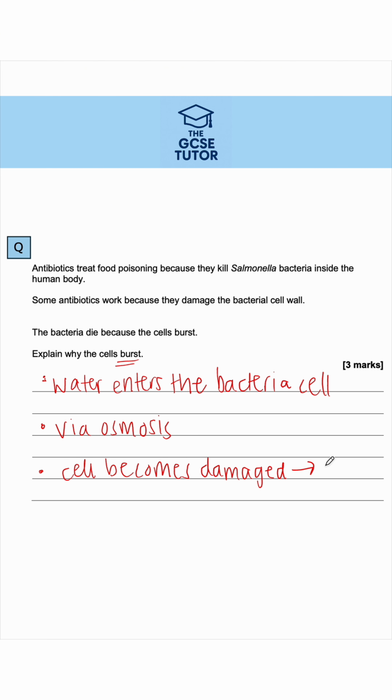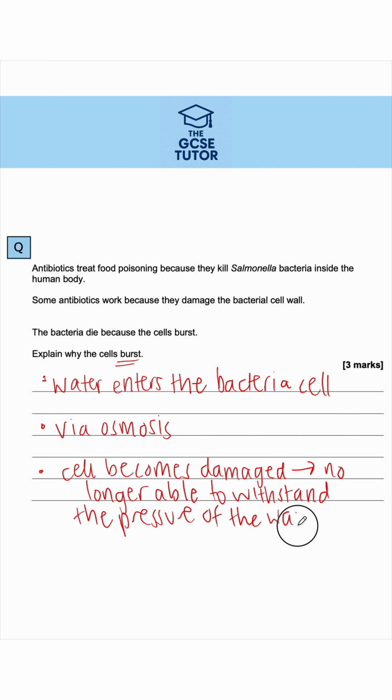And this means that it's no longer able to withstand the pressure from the water. And that is your 3 marks for this question.